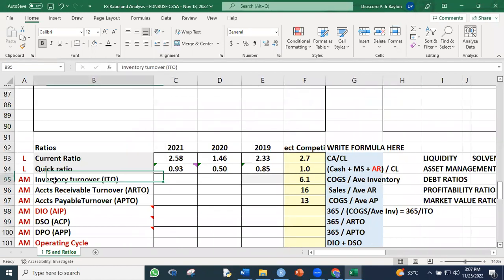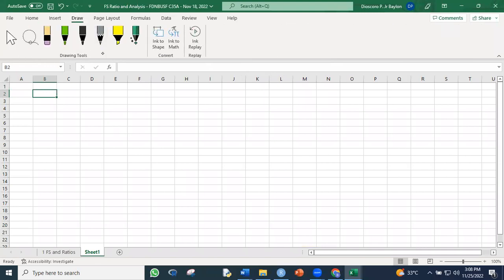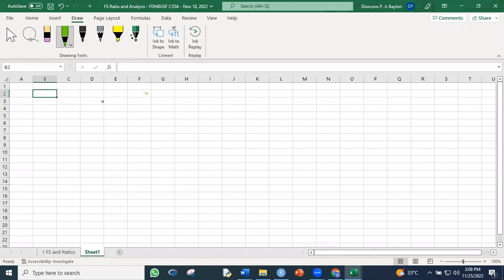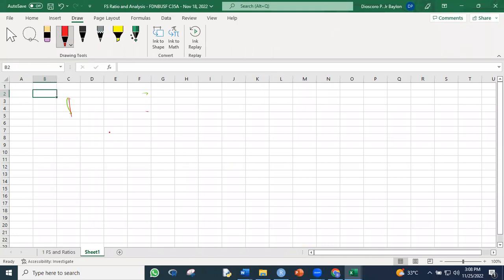Okay, the inventory turnover is a very important metric to assess the performance of the firm operating wise. So what does this tell us? The inventory turnover is the number of times, so let me write it here. ITO.